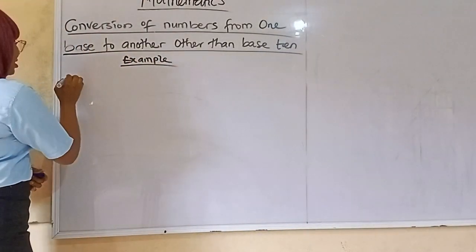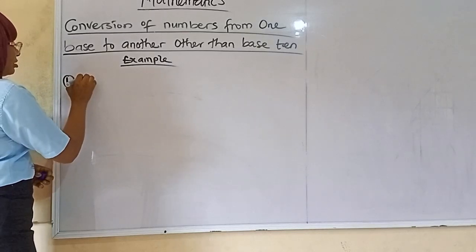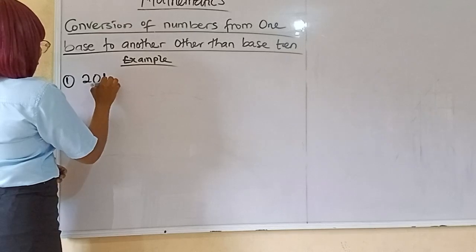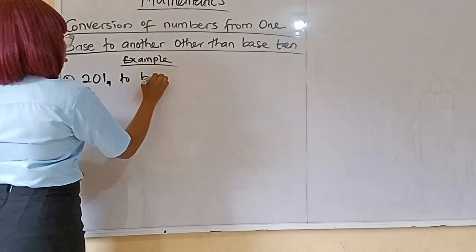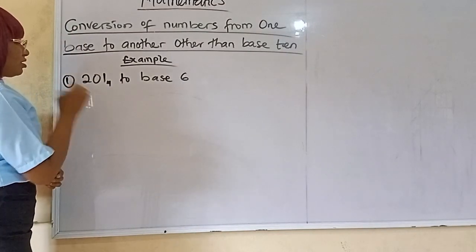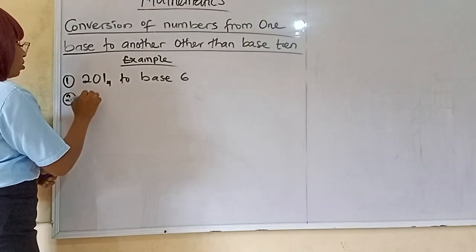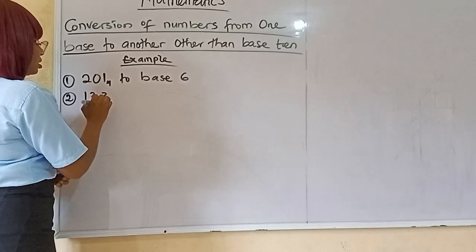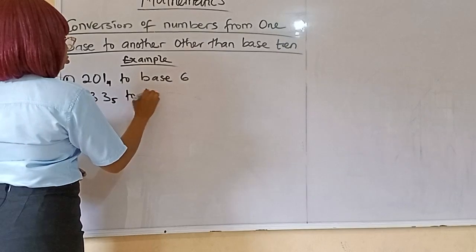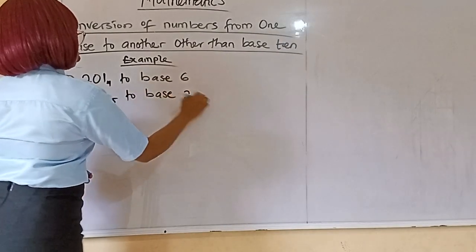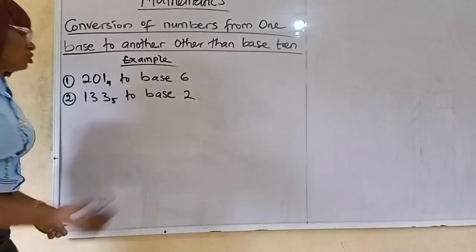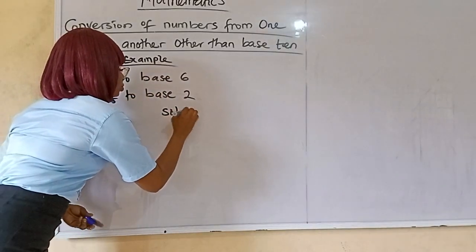If the question says convert 201 base 4 to base 6. Second one, if the question says convert 133 base 5 to base 2. You can see from 4 to 6, 5 to 2. So let's see how that goes.